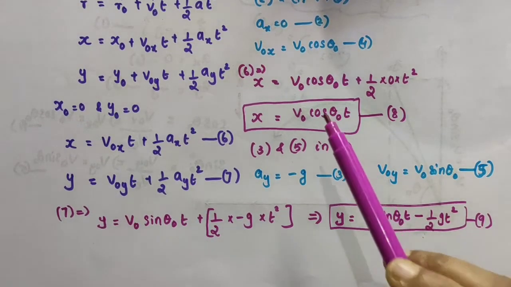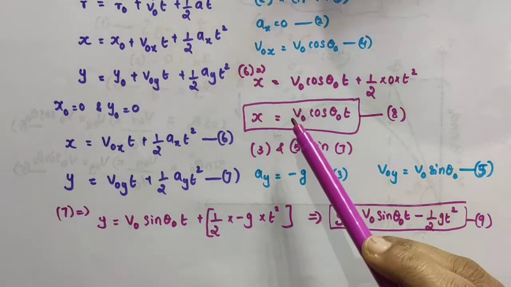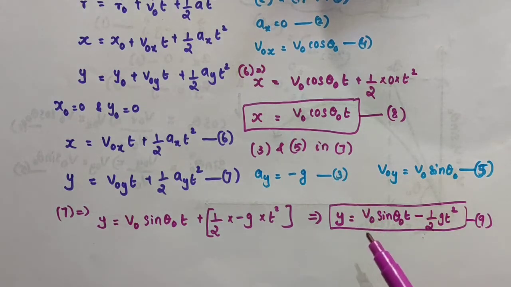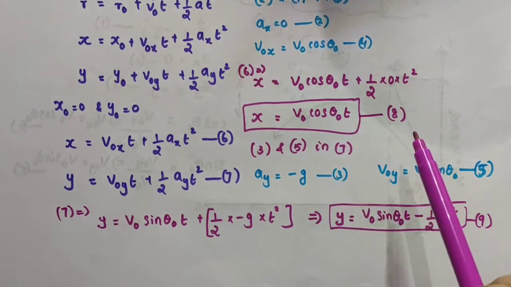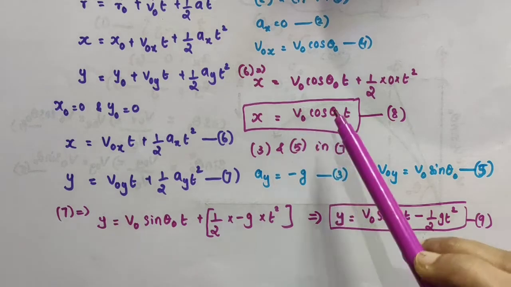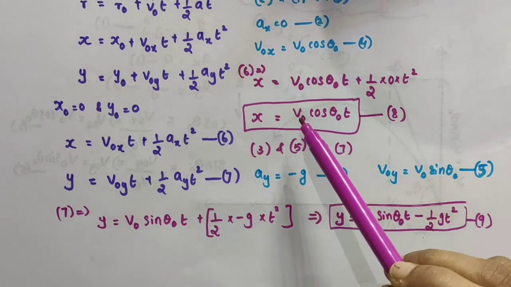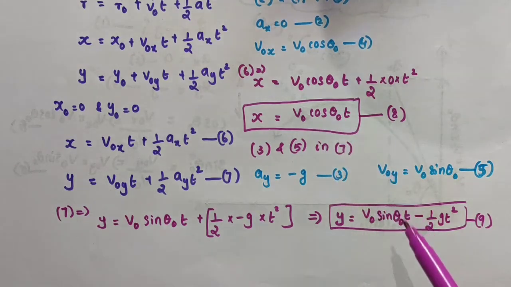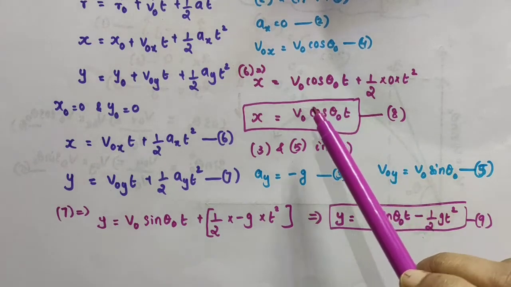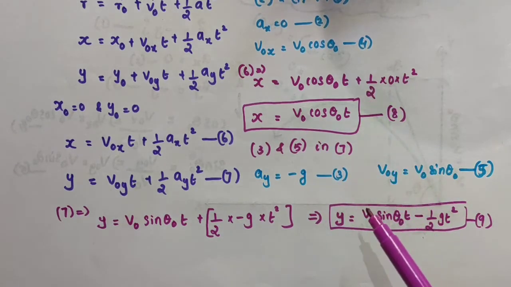These two equations, equation number 8 and equation number 9, give us the x coordinate and y coordinate of the position of the projectile at any time t after the projectile has been projected. They give us the position of the object at any time t in terms of the initial speed v0 and the projection angle theta 0. Theta 0 is also called the projection angle.